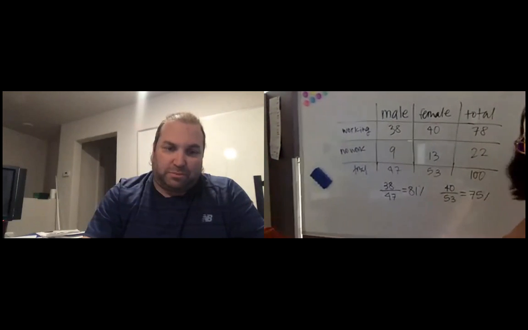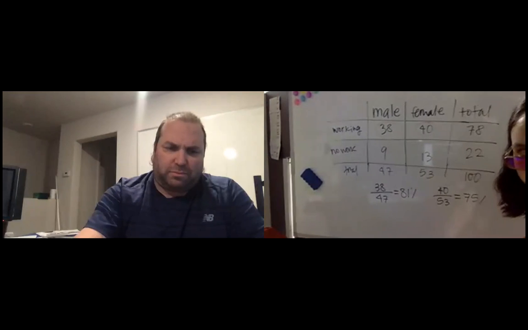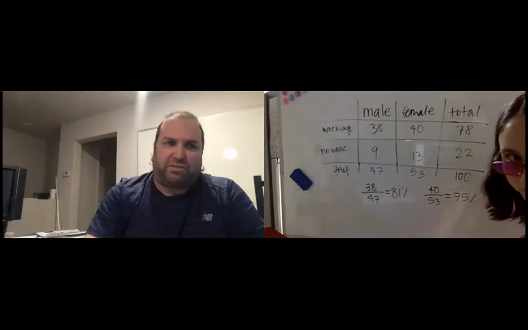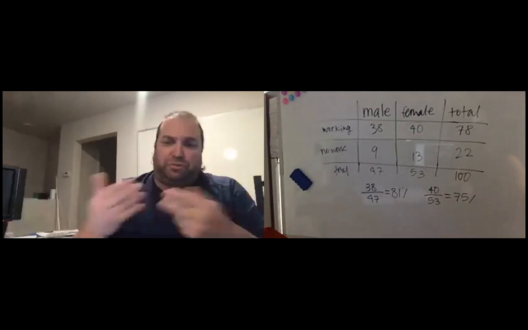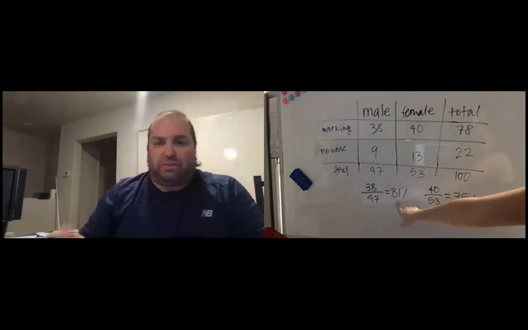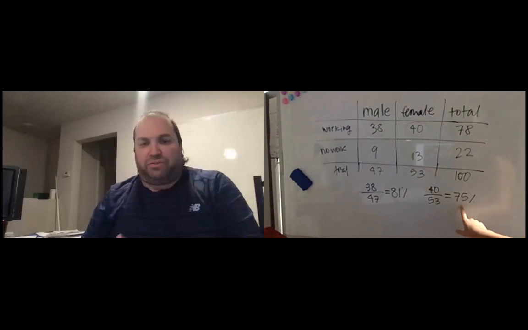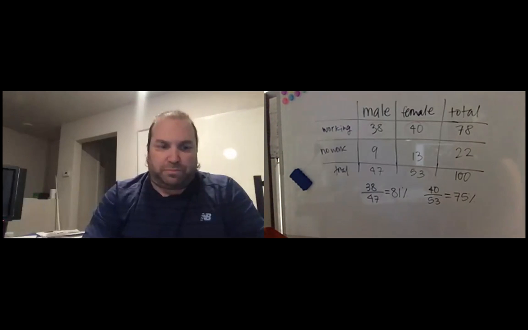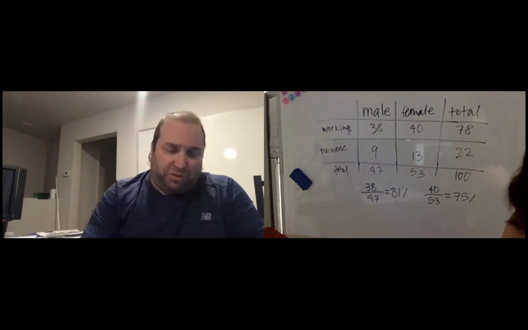How so? Well, you can see that there's a difference in probability depending on if it's a male or a female. If it's a male, it's 81%. If it's a female, it's 75%. So if they were the same, they'd be independent. Okay, I get that now.